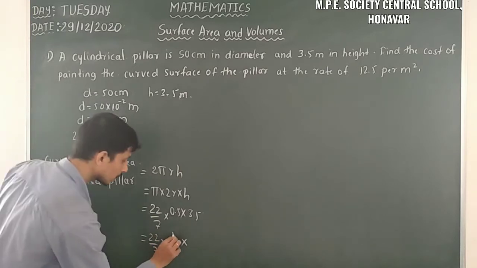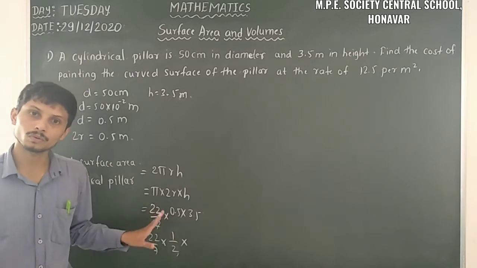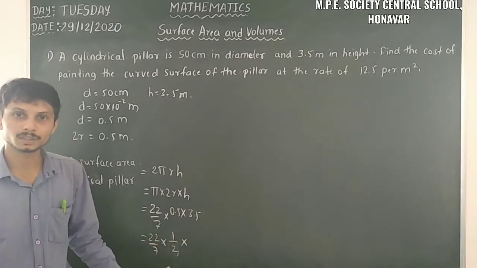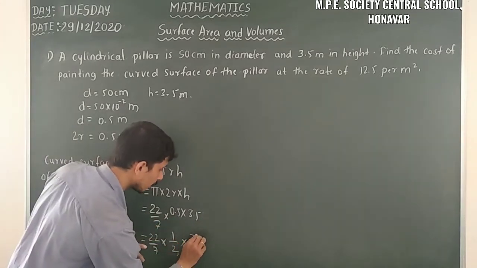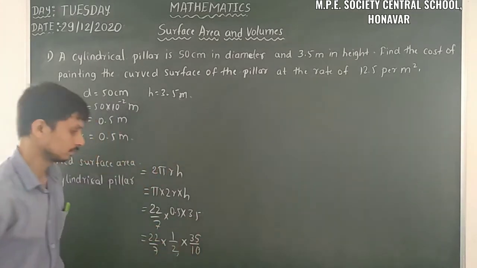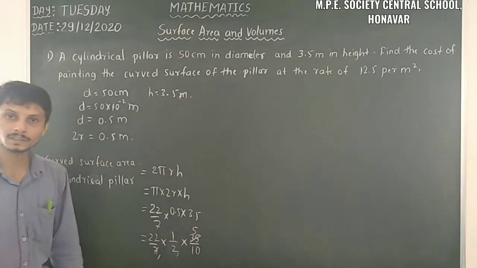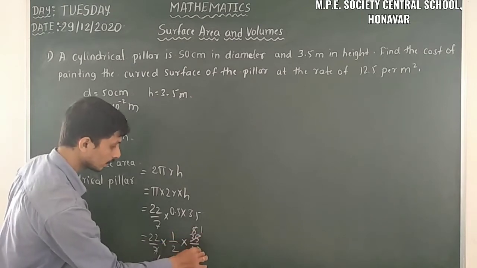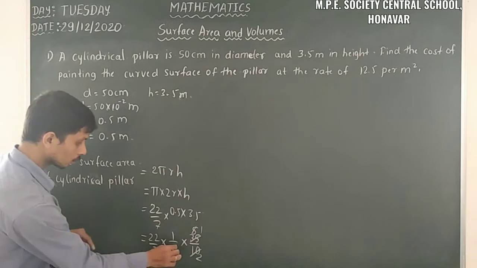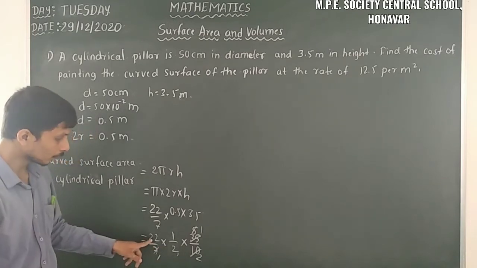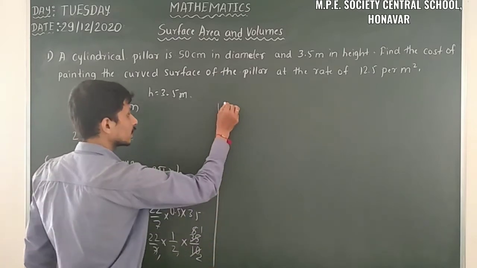1 by 2 also we can get 0.5. 5 by 10 means 1 by 2, whatever it may be, it is the same. There are no changes. 1 by 2, and 3.5 we can write as 35 by 10. 7 into 1 and 7 into 5 we can write, and 5 into 1 and 5 into 2 we have here. Then here we have 22 by 4. So just write like this. Curved surface area of the pillar.